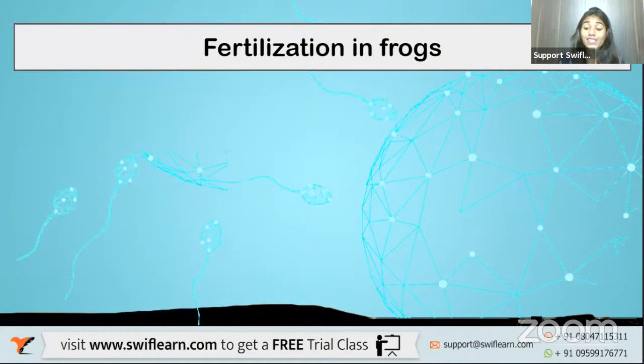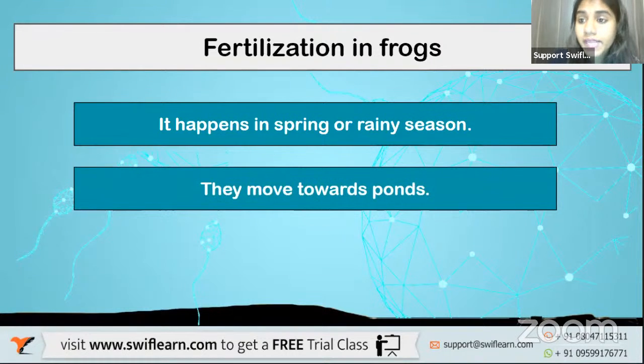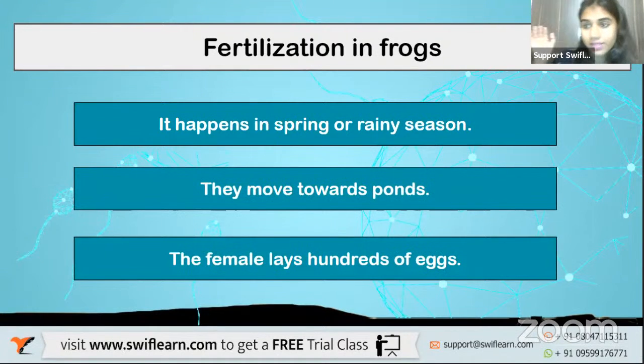Now, let's look deeper into how fertilization happens in frogs. It happens basically in the rainy season or spring season. During the rainy season, frogs move towards a pond or lake, and then the female lays hundreds of eggs. Why hundreds of eggs? It doesn't mean that one female gives birth to 100 frogs, because the chances are very low. The sperm may not meet the egg because of water currents, or predators may eat the eggs. So, to be on the safer side, the female lays hundreds of eggs so that at least a few of them will get fertilized.